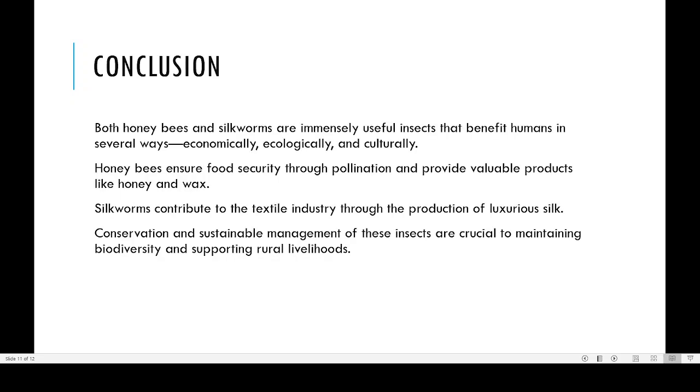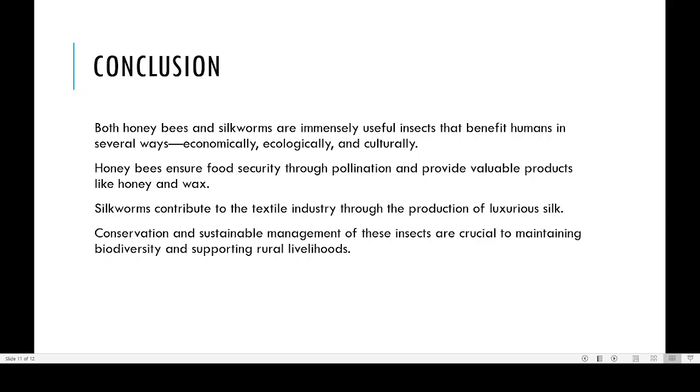Then coming to the last part, both honeybees and silkworms are immensely useful insects. They have been benefiting human beings economically, ecologically, and culturally because they have been with human beings for a long time. The silk industry has existed for thousands of years. Similarly, apiculture has been with human beings for thousands of years. Even in forest areas, tribal people utilize forest honey, which they collect from honeybee hives.